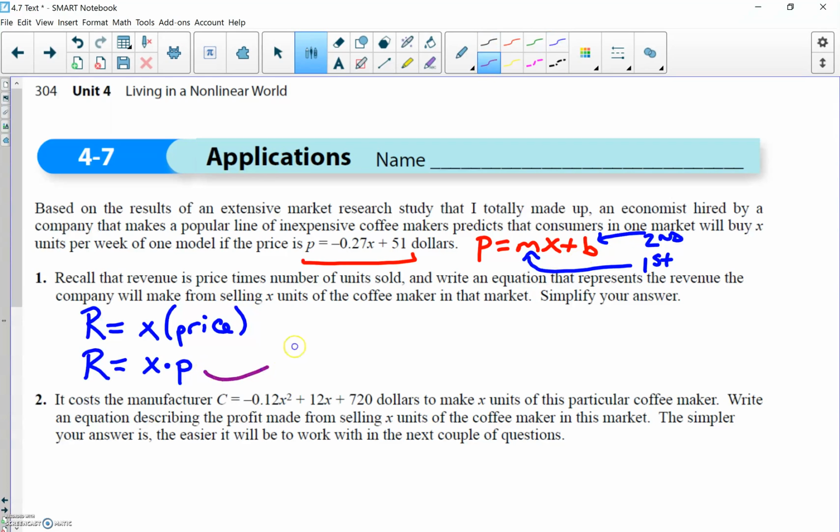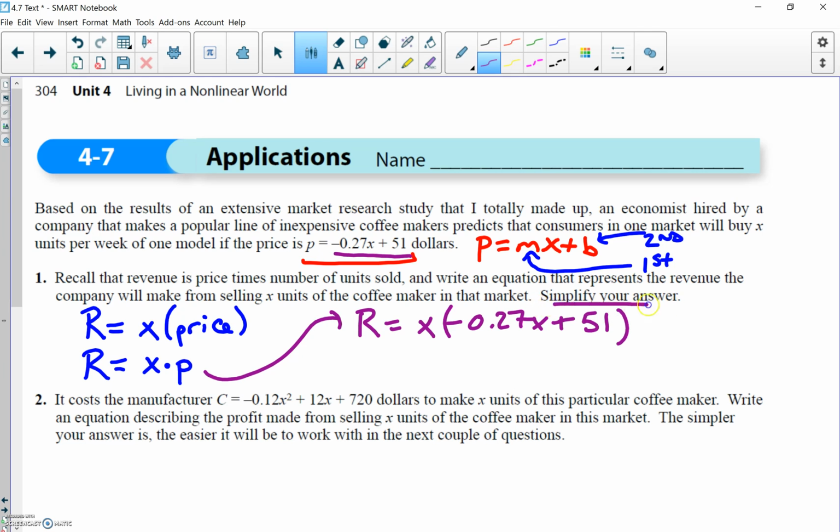So if I want to go ahead and multiply that, I still want to write down my R so we know which equation we're talking about. And instead of p, I'm going to replace that with the right-hand side of my equation. That's called substitution. We can substitute one value or variable for what it's equivalent to. So p is equivalent to the negative 0.27x plus 51. And I've essentially found my revenue equation, but it's not simplified.